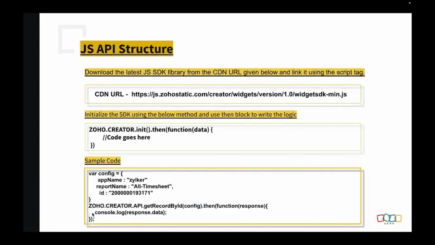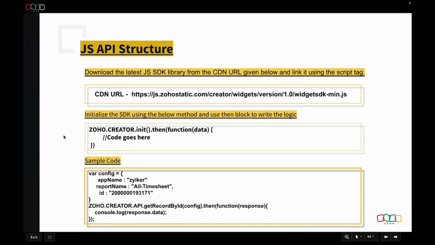Let me now show you the JS API structure. It starts with downloading the latest JS SDK library from the CDN URL. This is done by just placing the below CDN URL in the script tag in the HTML code which is written in the widget.html file. After downloading, the SDK has to be initialized. This initialization is done using this block of code. Once initialized, the required JS API can be used inside it.